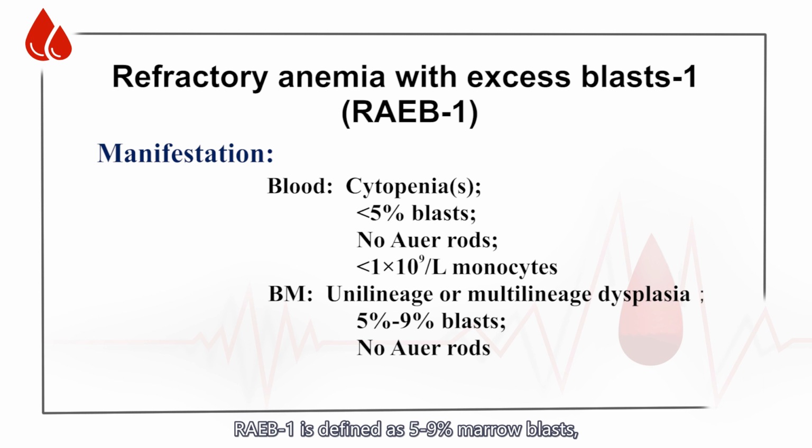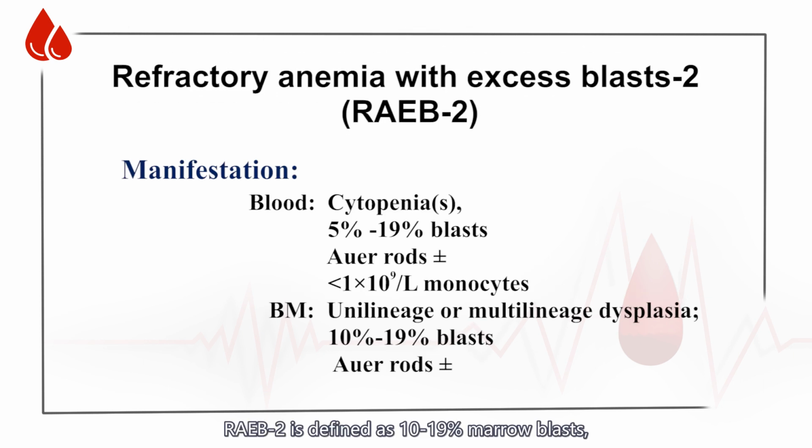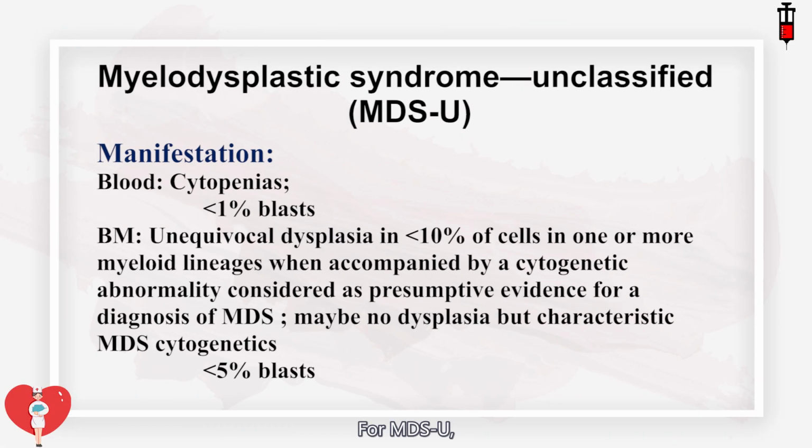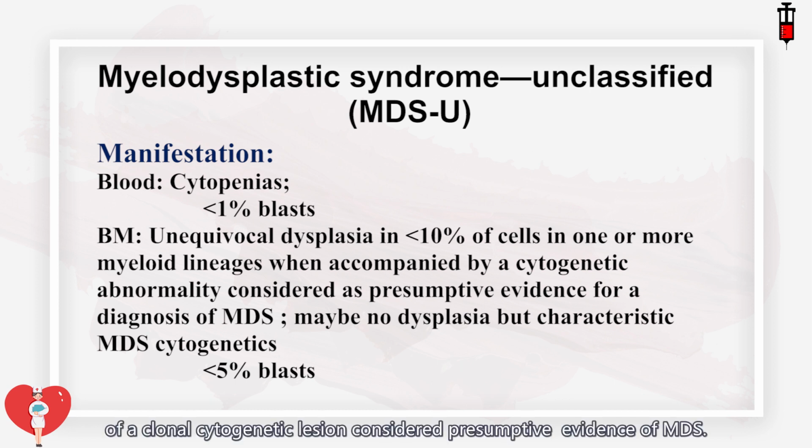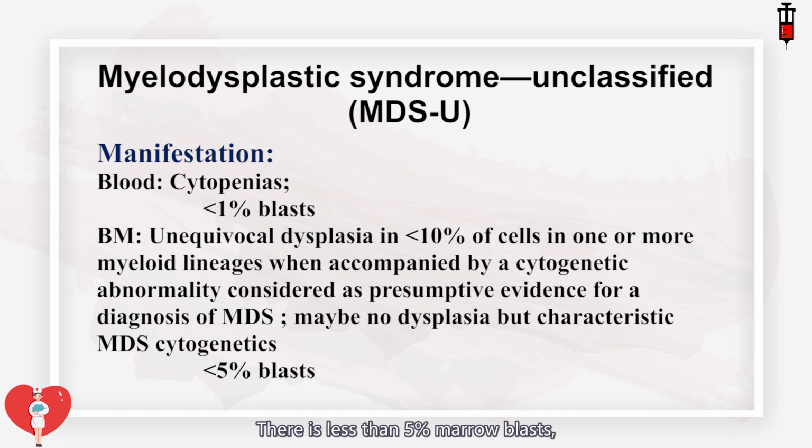RAEB1 is defined as 5 to 9% myeloblast, less than 5% blood blast, and no Auer rods. RAEB2 is defined as 10 to 19% myeloblast, 5 to 19% blood blast, or Auer rods. Blood monocyte count is less than 1,000. For MDSU, there is minimal dysplasia in the presence of clonal cytogenetic lesions considered presumptive evidence of MDS. There is less than 5% myeloblast, less than 1% blood blast, and no Auer rods.